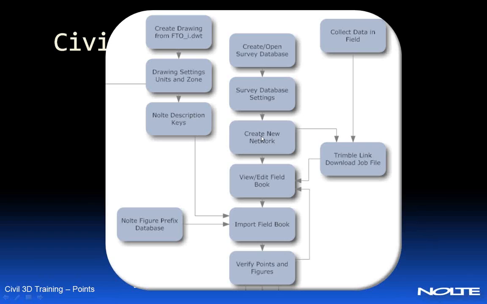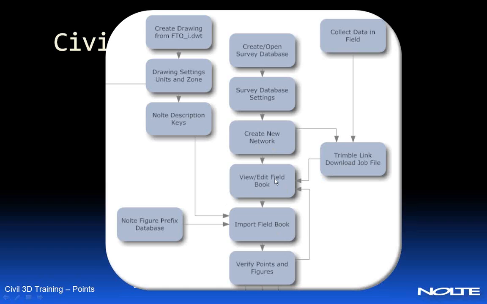So once we've got our network, we can at some point hopefully have our data collected, and then we come over here and we can use Trimble Link to import or download our job file. From that, we can then generate a fieldbook file which gets imported, and one of the things we're going to see is the Trimble Link import job command actually does the create network, download, and import the fieldbook, this whole region here in a single button push.